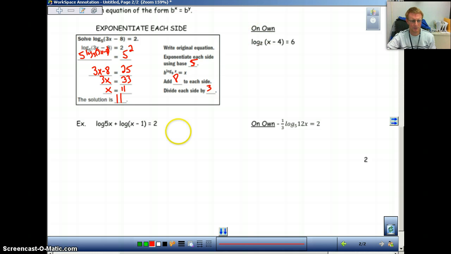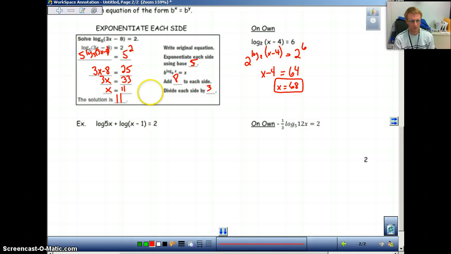Try this on your own. Hit play when you're ready. Okay, so hopefully you got x equals 68. Again, because the base was 2, we raised both sides, we exponentiated by putting 2 to the power of on both sides. The 2 and the log base 2 canceled out, leaving x minus 4. 2 to the 6th power is 64. Add 4 to both sides, you get 68.